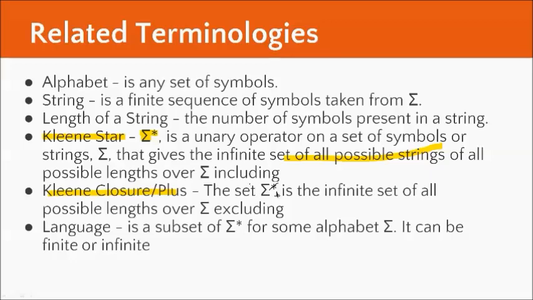Then language, this is a subset of the Kleene star for some alphabet. It can be finite or infinite. So those are the terms that you have to remember when you are studying automata: the alphabet, the string, the length of a string, the Kleene star, the Kleene closure, and the language.